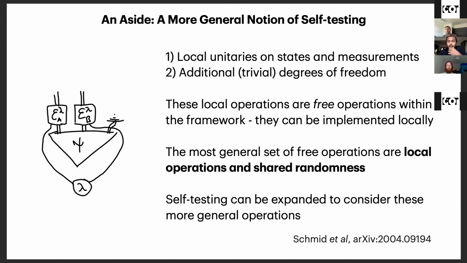There is a more general notion of self-testing, which is addressed in this paper here at the bottom by David Schmidt et al. So, we discussed some local operations which can be seen as free operations within this framework, so they can be implemented locally. And if we're talking about free operations, we're really couching things in terms of a resource theory. If you're talking about localized measurements on some joint state, the relevant resource theory is local operations and shared randomness, so LOSR. So you can come up with a more general definition of self-testing to allow for the possibility that you have your physical state and there exist some LOSR operations that take it to your target state. For example, this could allow self-testing of mixed states. So this allows for a more general definition.